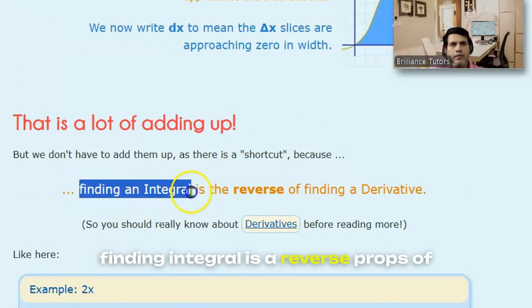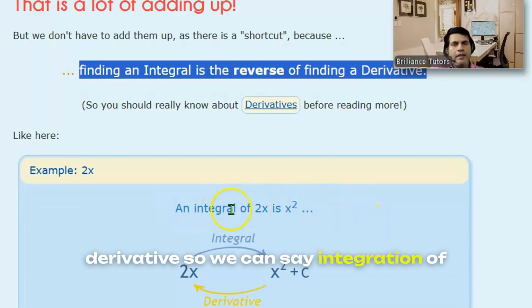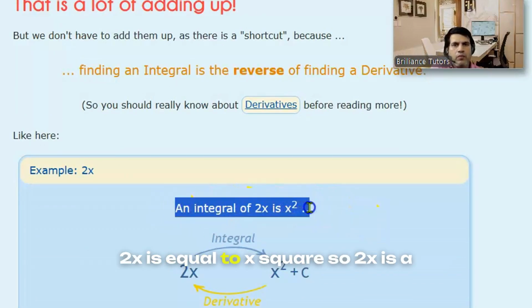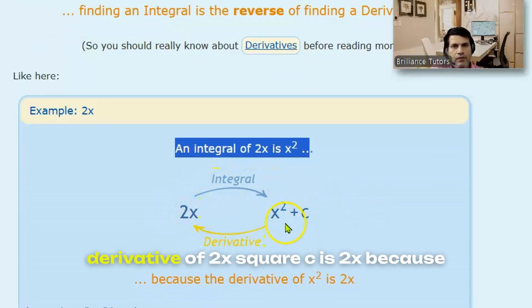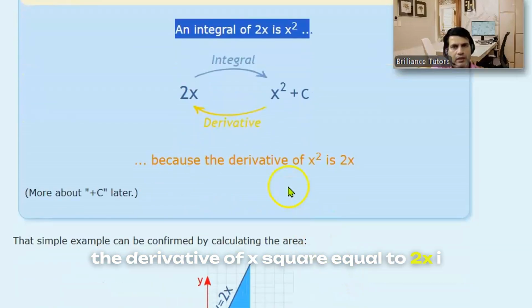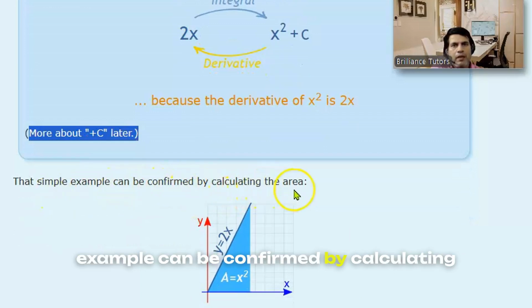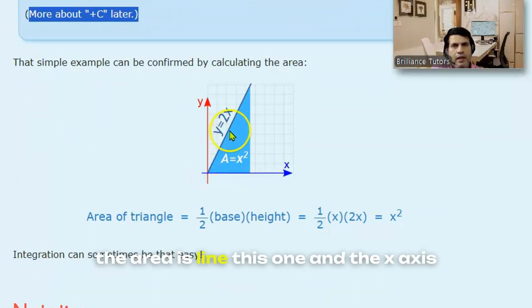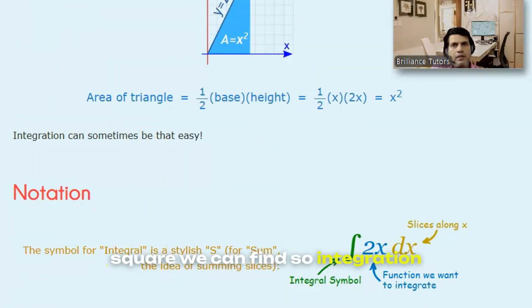Finding the integral is the reverse process of the derivative. So we can say the integration of 2x is x square plus c, and the derivative of x square plus c is 2x, because the derivative of x square is 2x. More about the c later. This simple example can be confirmed by calculating the area under the line and the x-axis, which is half times base times height, that is x square. So integration is sometimes very easy.